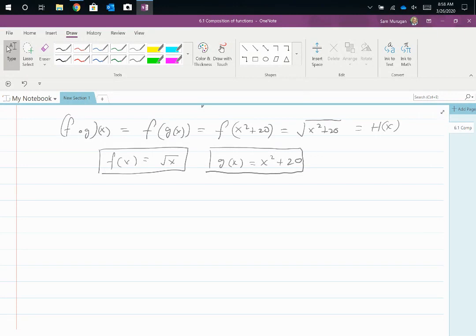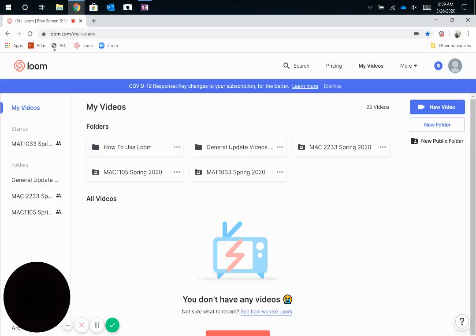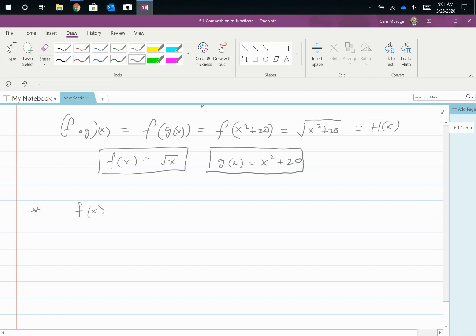Now, normally I would have you try this problem in class, but I want to do this separately. Pardon me, I have the wrong example here. Let me pause this. Okay, so here we go. f of x is, say, the square root of x. This is the challenge problem.